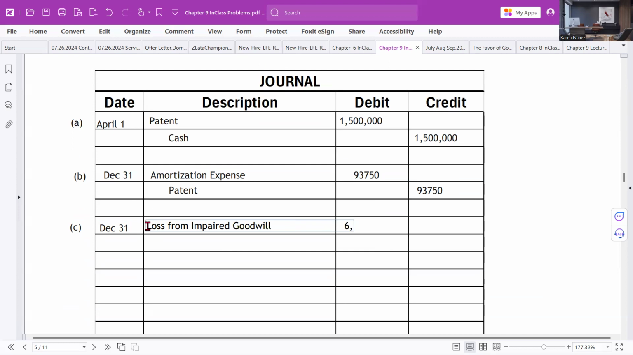And it's that 6 million. And of course, it comes straight out of the asset called goodwill.